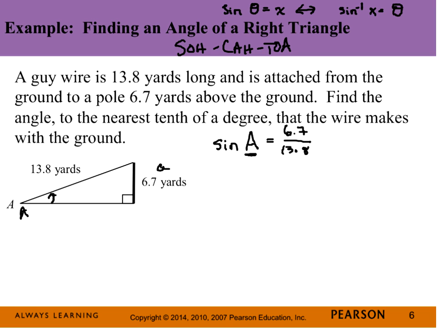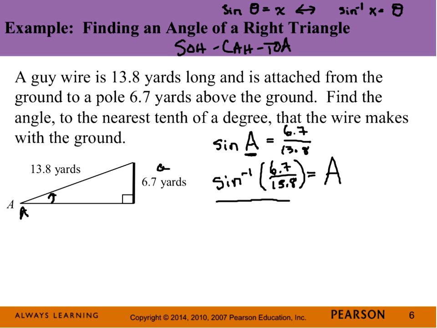So I can use inverse sine here to undo the sine function around the angle A that I'm trying to figure out. So because the sine of A is equal to 6.7 over 13.8, the inverse sine of 6.7 over 13.8 has to equal angle A. And once again, you just simply use your calculator. You have the second function on the sine key as your inverse sine function.